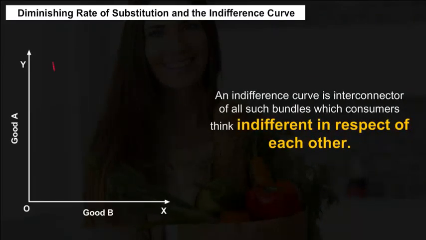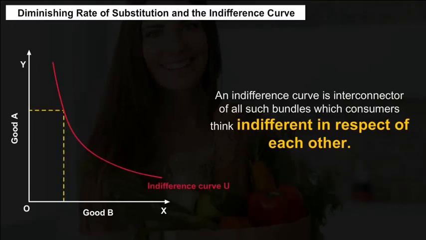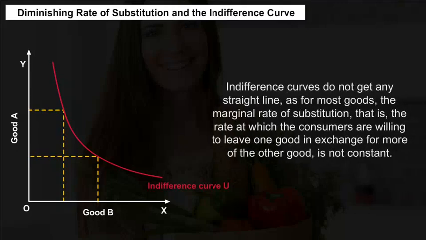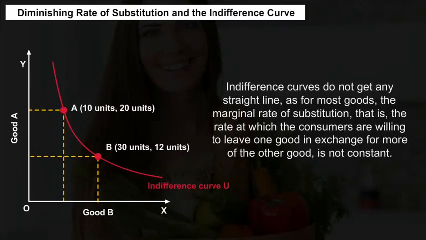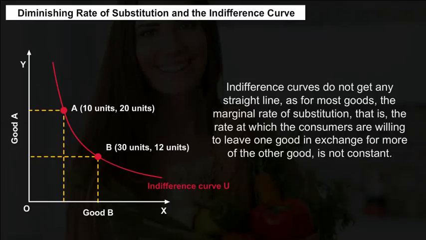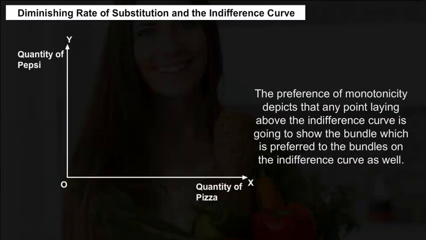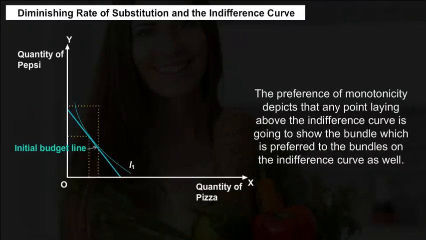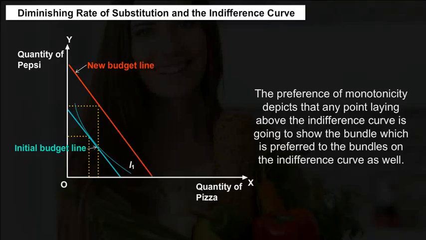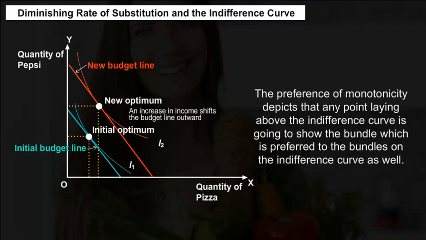An indifference curve connects all such bundles which the consumer thinks are indifferent with respect to each other. Indifference curves are not straight lines, as for most goods the marginal rate of substitution, that is, the rate at which the consumer is willing to give up one good in exchange for more of the other good, is not constant. Monotonicity of preferences implies that any point lying above the indifference curve shows a bundle which is preferred to the bundles on the indifference curve as well.